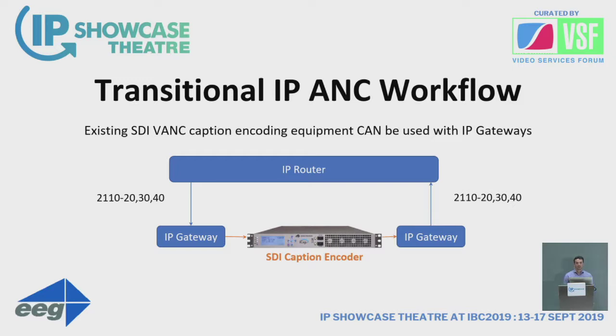So because these standards are the same, and because there is this direct relationship between SDI ancillary data and 2110-40 data, you'll be able to take an existing SDI captioning product. You would be able to use general purpose IP gateways that take the video, the audio, and the ancillary data together, embed them and disembed them in and out of SDI, and you would be able to take your existing caption encoder and wrap it in those. Again, that's because we haven't defined a new standard at this point for how we're going to carry the data. We're carrying the traditional payloads, we're just carrying them over IP.